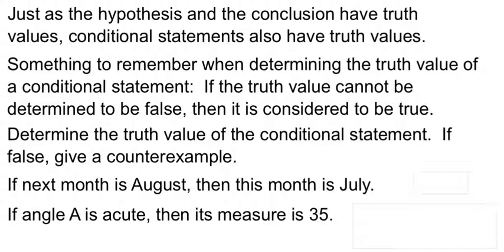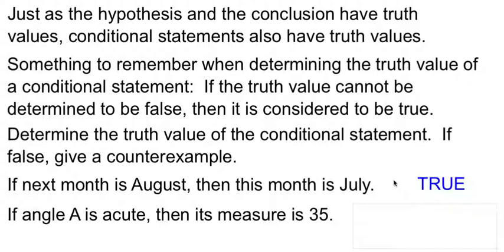So our first one, if next month is August, then this month must be July. Okay. If next month is August, well, what's the month before August? July. So that is indeed a true statement. If next month is August, then this month is July. That's true.